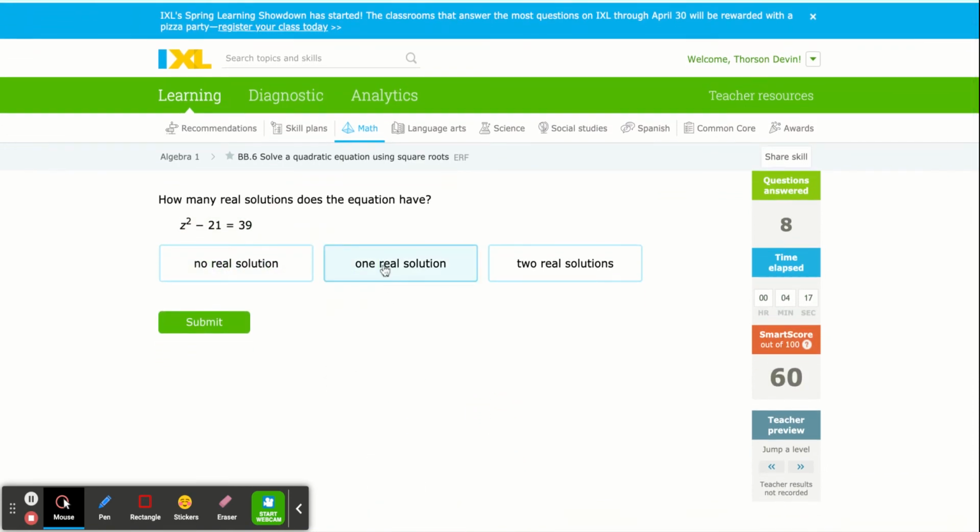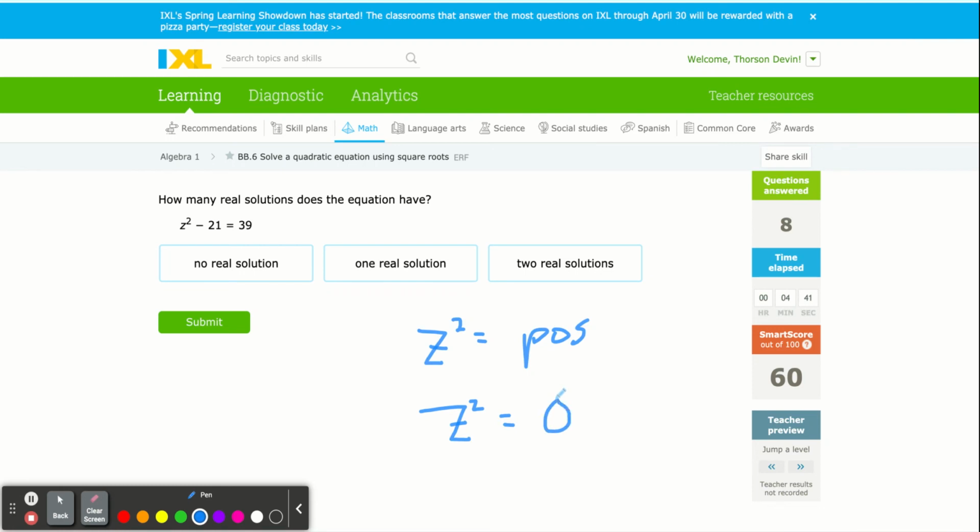The only way you get one real solution is if it equals 0. If z squared equals 0, then you'd have one real solution. If z squared equals a positive number, you get two real. So that's basically all you're doing. If you get your variable that's squared equals to a positive number, you get two real solutions. If you get z squared equals 0, you get one solution. And if you get z squared, or your variable that's squared equals a negative number, then you get no real solutions.